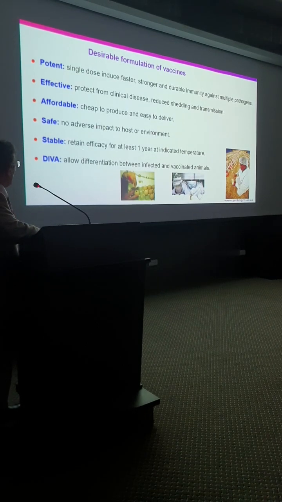And also stability. If we make the vaccine, it has to be stable, at least we can keep it for 1 year or more. And in the UK and another country, the DIVA strategy should be adopted for avian influenza, so we can detect or differentiate between the infected and the vaccinated animals.